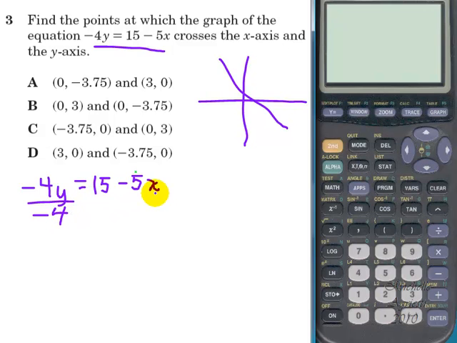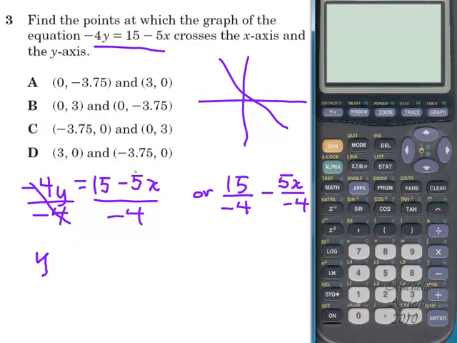When I go to the other side, there's two ways I can do it, and I'll show you both ways. I can divide the whole thing by negative 4, or I can divide each separate part by negative 4. So I'll just do it. And I'll show you on the calculator that they give you the same thing. Now here my negative 4 cancel, and I have y equals 15 minus 5x over negative 4. Or this other one. I'm not going to rewrite it.